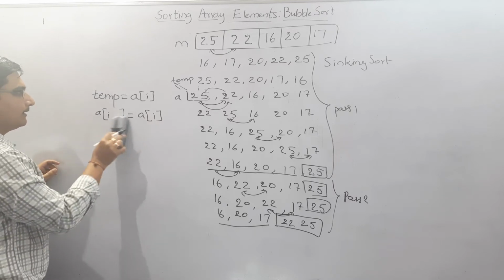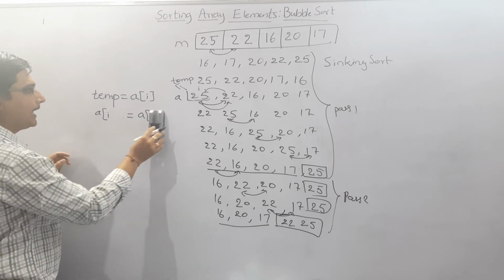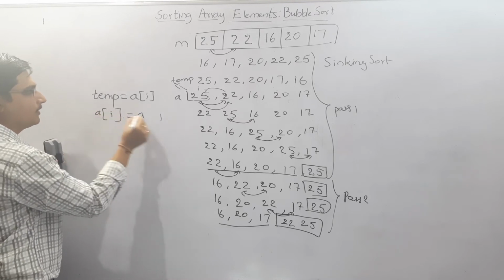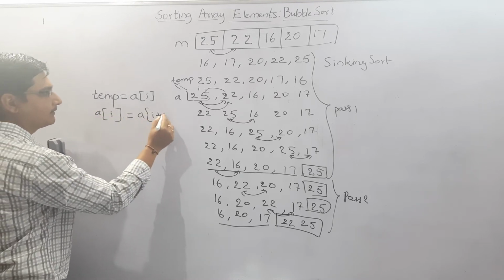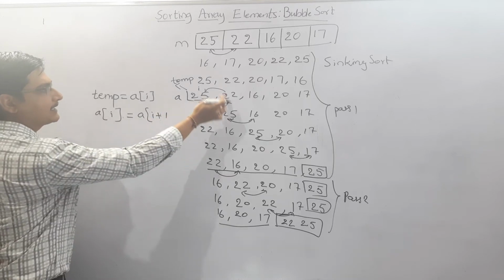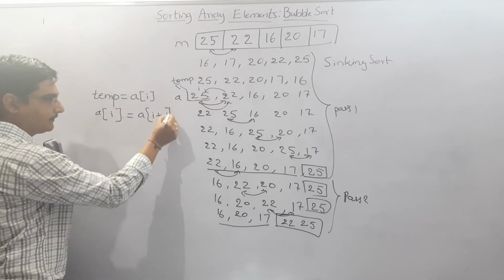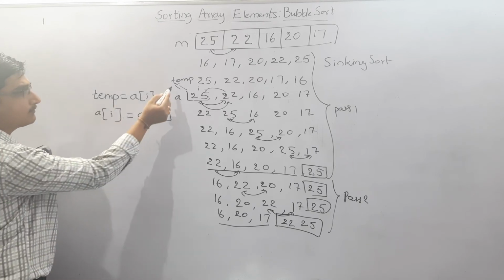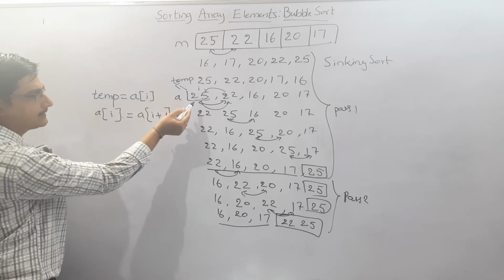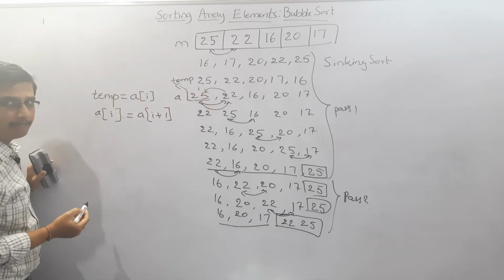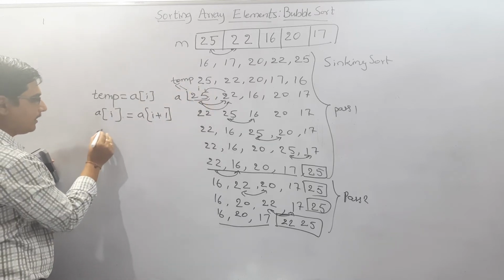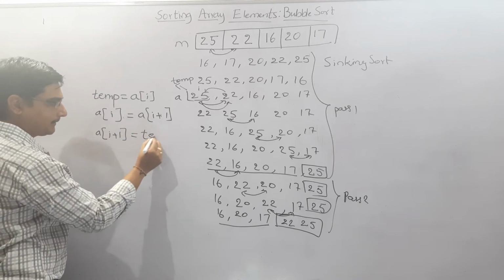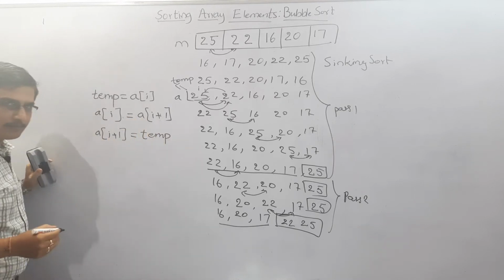A of I equal to A of I plus 1. That is, this element I have shifted here, and now whatever was there in the temporary, that is this element, should go to the A of I plus 1 position. So A of I plus 1 is equal to temporary. This is what the swapping process is.